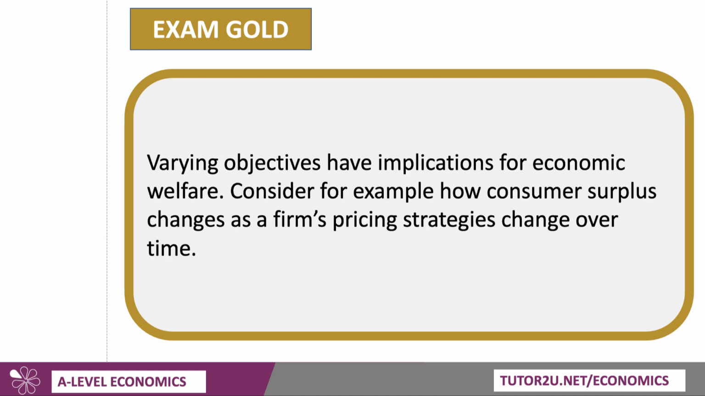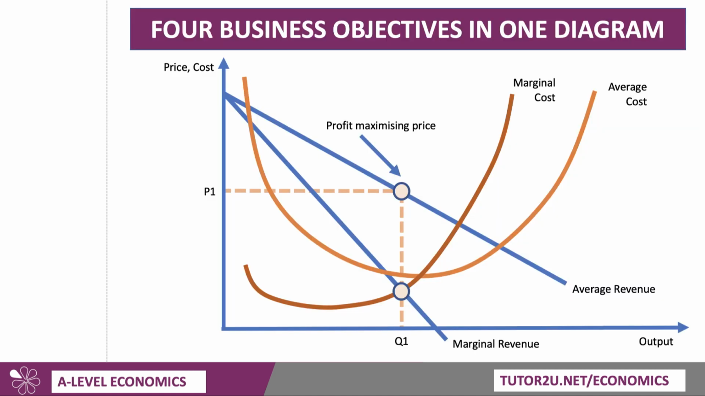Varying objectives have different implications for economic welfare. In particular, consider, for example, how consumer surplus will change as a firm's pricing strategies evolve over time. So profit maximization is where marginal cost meets marginal revenue. That's at output Q1. And we draw up to the demand curve to find the profit maximizing price, P1. I'm sure you could develop this diagram to show the total profit the firm makes.